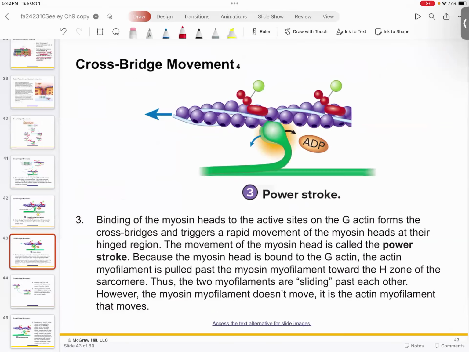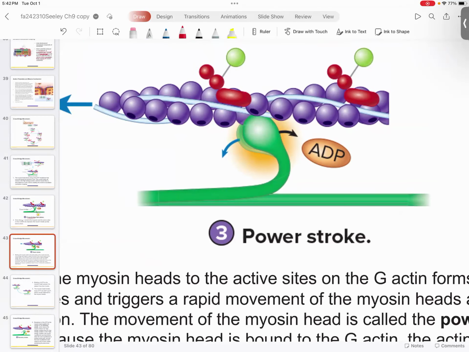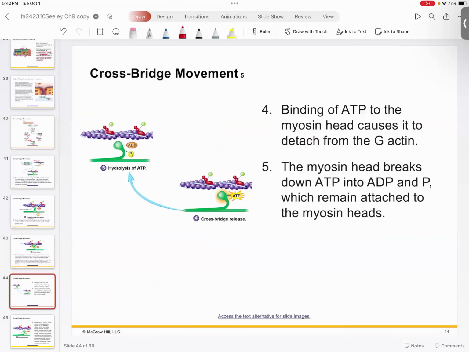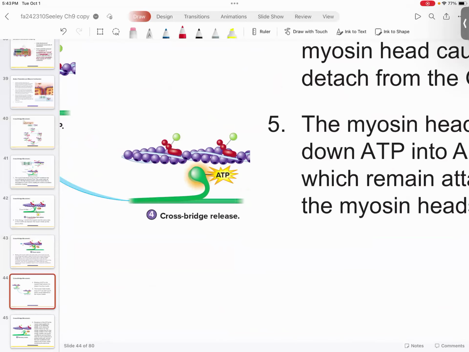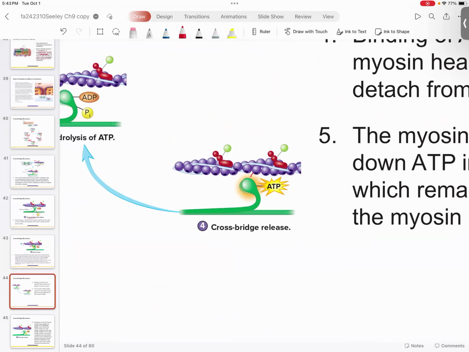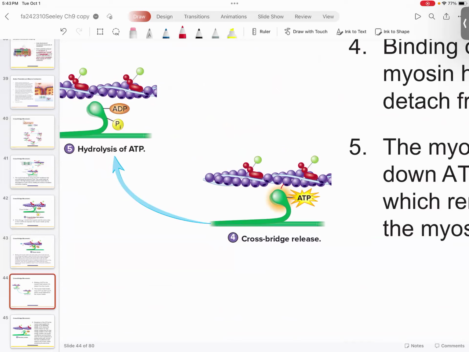Then once ADP leaves, that's going to leave behind the energy that will allow you to power stroke this thing and pull that actin filament, and it's going to slide it in this direction. So there's your power stroke. Then after your power stroke, you're basically going to bring in another ATP, which is going to bind to the myosin head. That's going to allow it to detach from the cross bridge. And then hydrolysis of the ATP basically sets the stage for its energy.